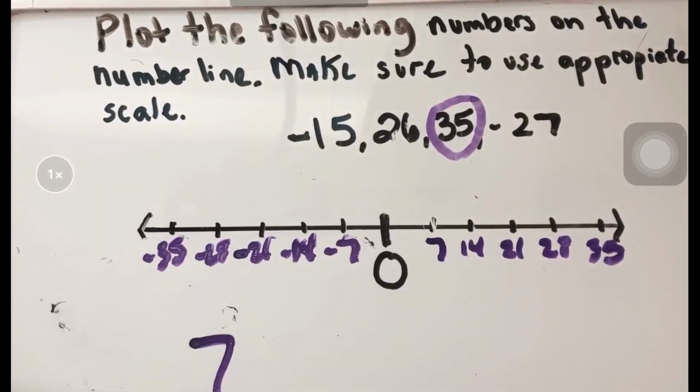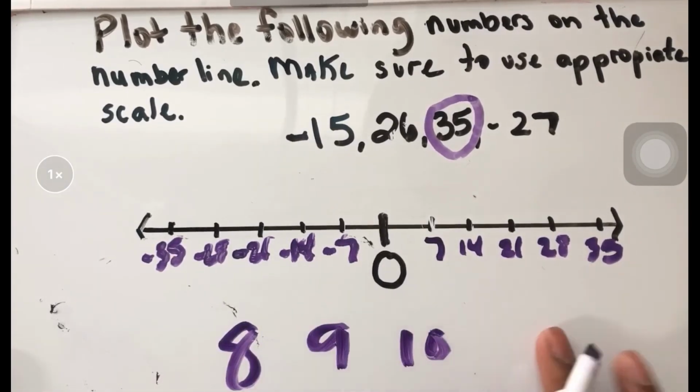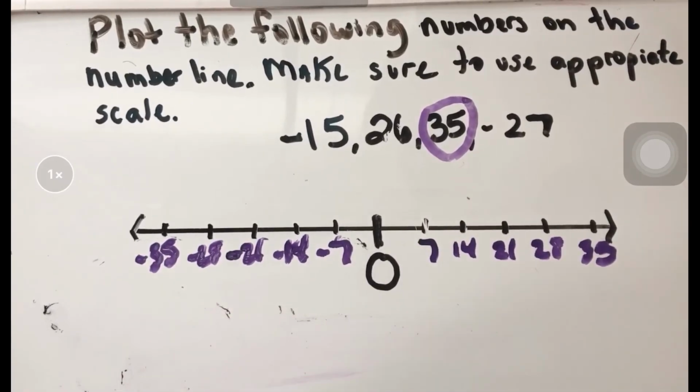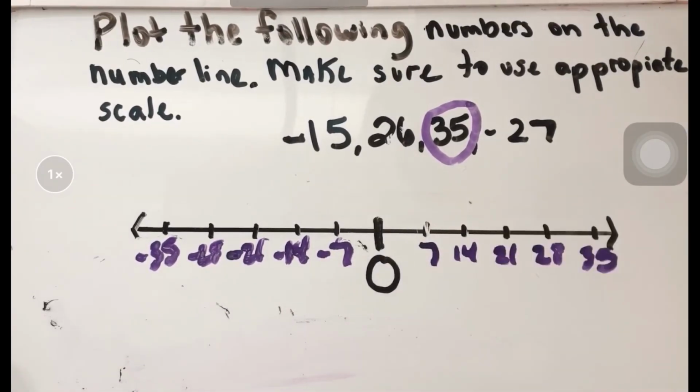Perfect. One thing to keep in mind is you still could use a scale of 8, 9, or 10, anything bigger than 7 at this point. But because we only want to make an appropriate scale, 7 is more than good enough for us to plot this 35 on our number line.